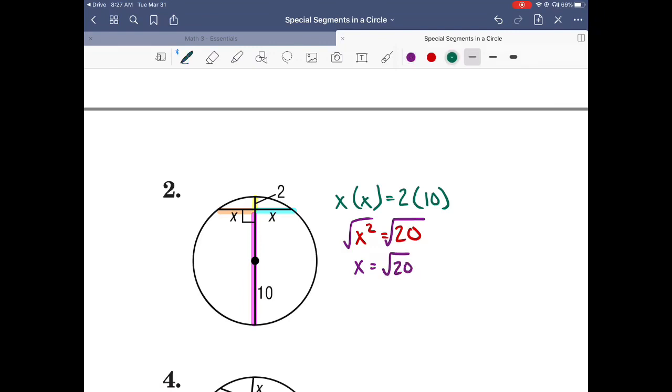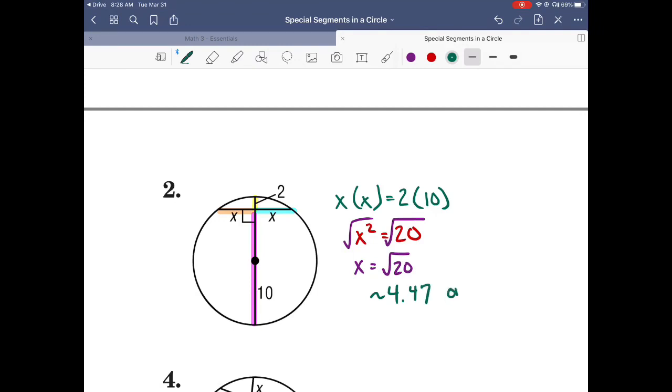Square root of 20 is not a perfect number. You have a couple options depending on what it asked you for. You can either plug that in your calculator and find the approximate value, which is approximately 4.47.